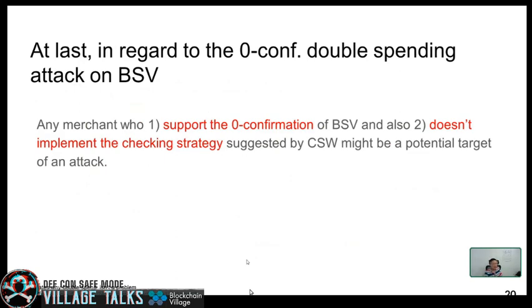So at last, in regard to this zero confirmation double spending attack on BSV, I would like to leave a last comment for this suggestion and for this attack and for this feature. I think people should understand that any merchant who supports zero confirmation of BSV should also implement the checking strategy suggested by CSW on that last page. Because if you don't, you might be a potential target of an attack. You should implement that checking strategy.